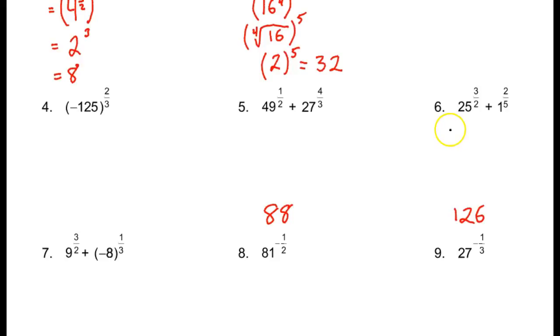We'll have first to do the square root of 25 because it's over 2. Alright. Square root of 25 equals 5. So we have 5 to the 3rd, which is 125. 5 times 5 times 5.